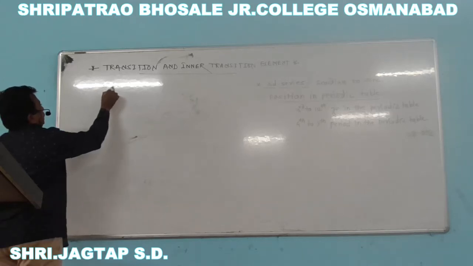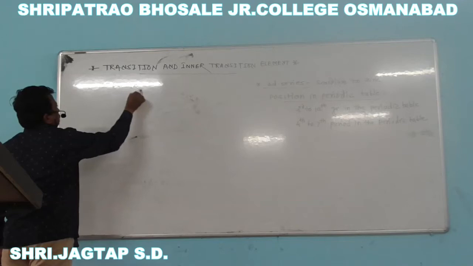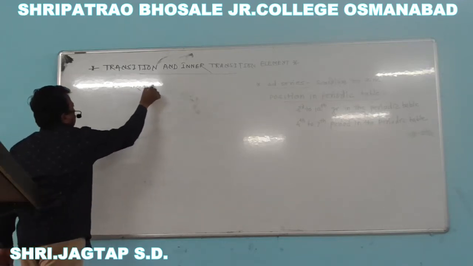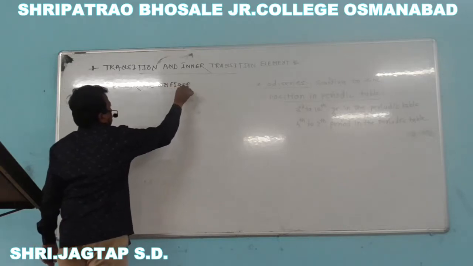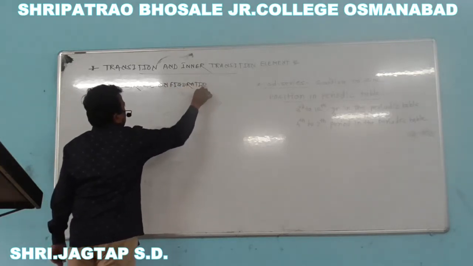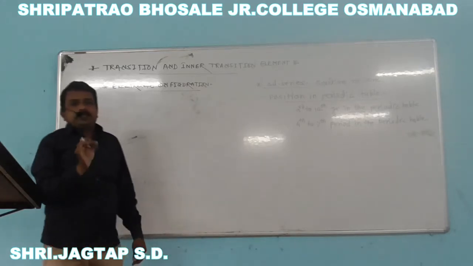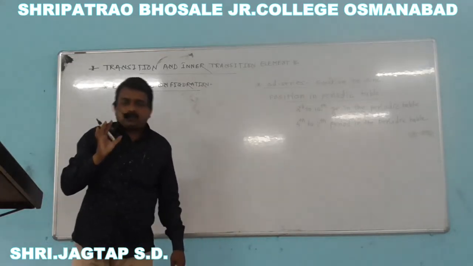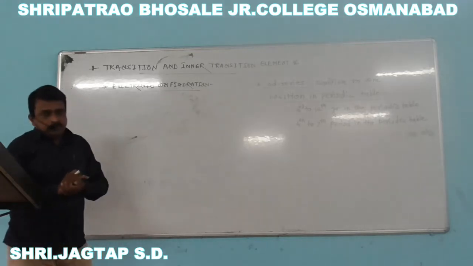The next point, electronic configuration. Electronic configuration means distribution of electrons in various orbitals. It's called electronic configuration.